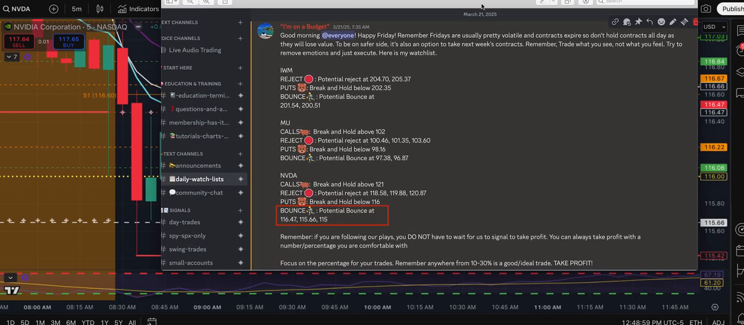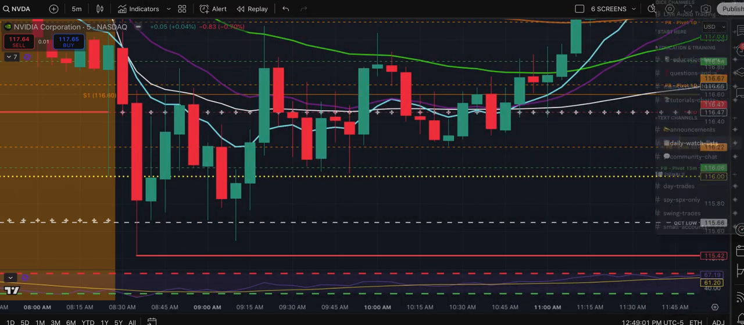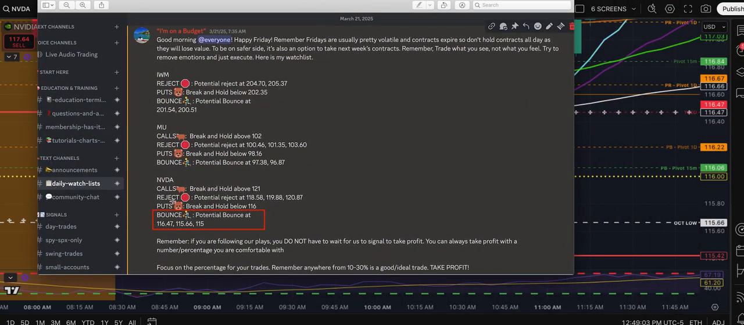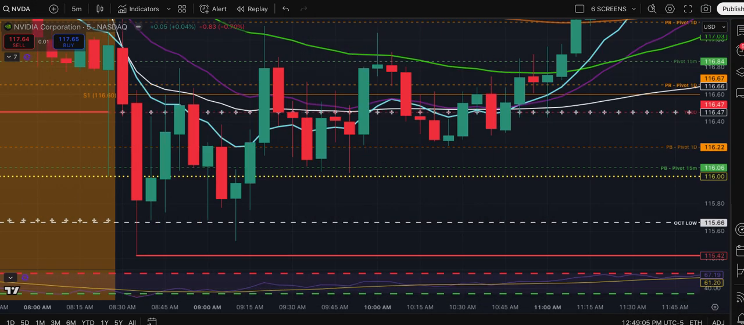115.66, and 115. First of all, why did I come up with those numbers? First, let's look at the 116.47, which is right here. That is yesterday's low of day. So for me, that's going to be a support, right? Yesterday's high of day would be resistance.